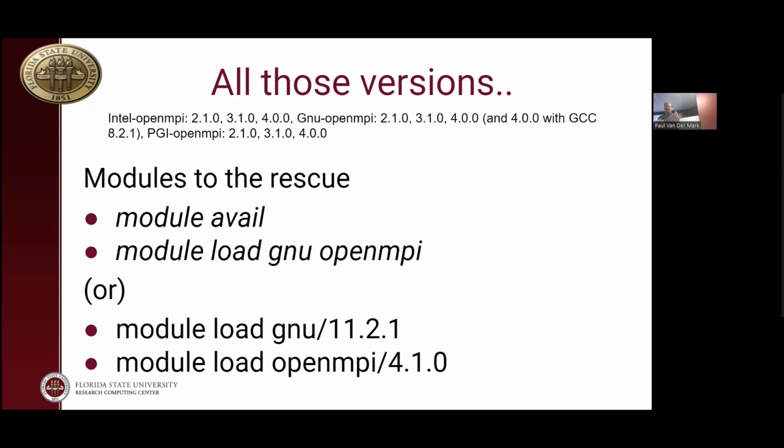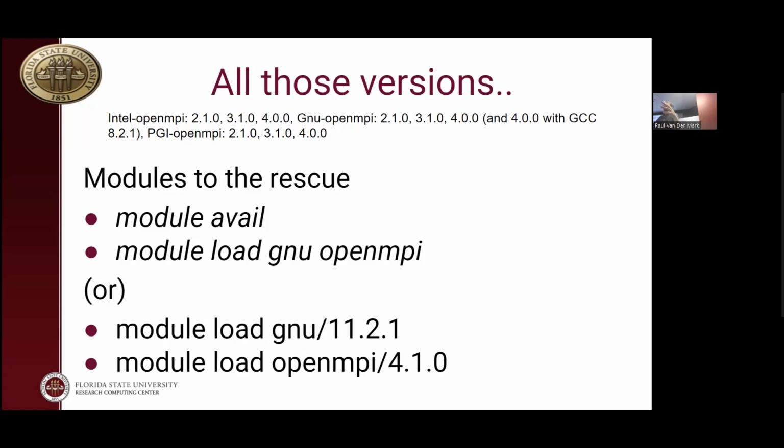So if you want to get GNU version 2.1, we don't have 3.1 anymore, but imagine you want to have an older version in your path. You can do module load and then OpenMPI. Now, OpenMPI is available in multiple versions, but also for all the different compilers. So I think we have like 10 different versions of OpenMPI. So that's why we have modules. If you want to see what's available, you type the command module avail. Module avail gives you the list of everything that's available.